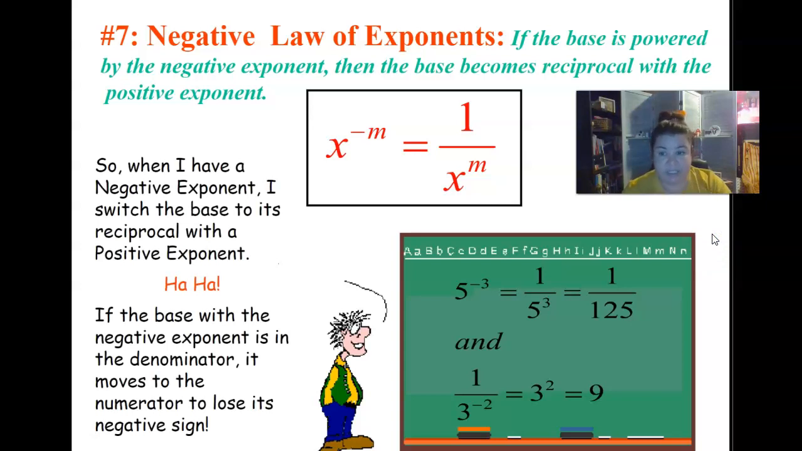So when you have a negative exponent, switch the base to its reciprocal, which makes it positive. So if the base with the negative exponent is in the denominator, like we have here, it moves to the numerator and loses the negative sign. It's being put on top, it's not negative anymore. Okay?